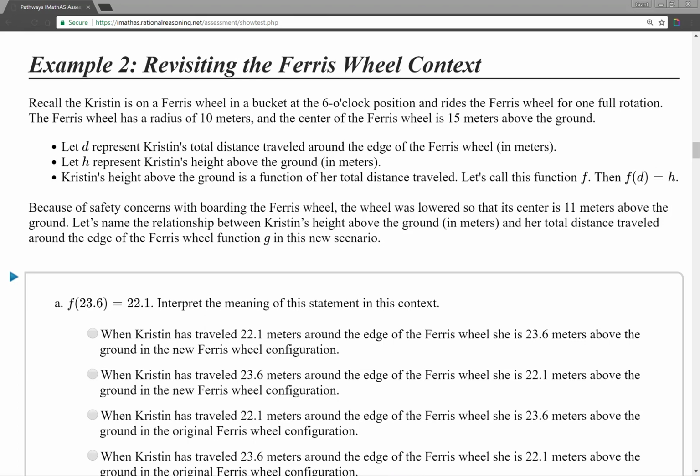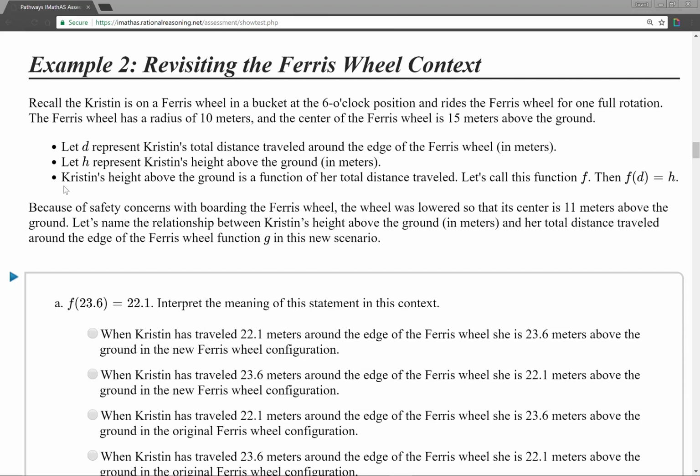Let's briefly look at the following example. Kristen is on a Ferris wheel in a bucket at the 6 o'clock position and rides the Ferris wheel for one full rotation. The Ferris wheel has a radius of 10 meters, and the center of the Ferris wheel is 15 meters above the ground. We will let D represent Kristen's total distance traveled around the edge of the Ferris wheel in meters, and we'll let H represent Kristen's height above the ground in meters.